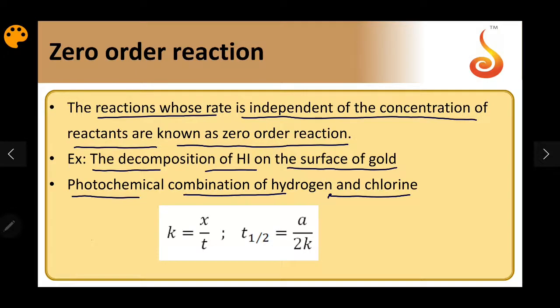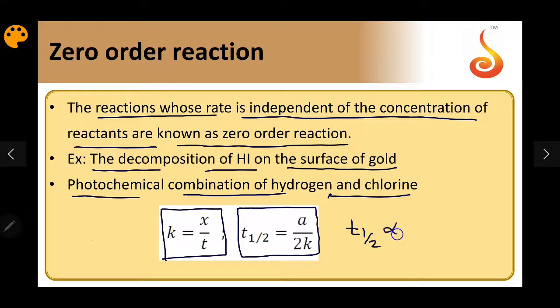So the kinetics of the zero order reaction, I can get the rate constant K is equal to x by T, and half-life of the zero order reaction is always given by A by 2K. We can see here very much T half is proportional to A, the initial concentration. So T half is directly proportional to initial concentration. As the amount of concentration taken increases, half-life increases.